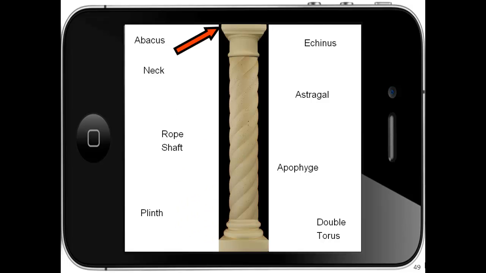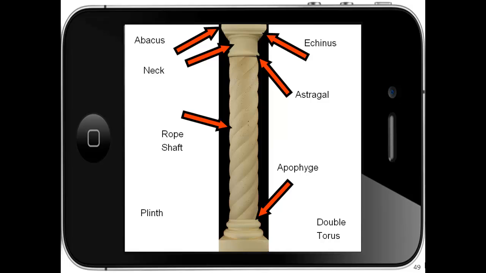So here's an abacus on the rope column. The echinus right below it on the capital. Then we have our neck. Then we have our astragal. All those make up the capital. Right below that, we have the rope shaft. The rope shaft sits on top of the base. The base consists of the apophyge, the torus, in this case a double torus, and below that is the plinth. The apophyge, torus, and plinth all make up the base.